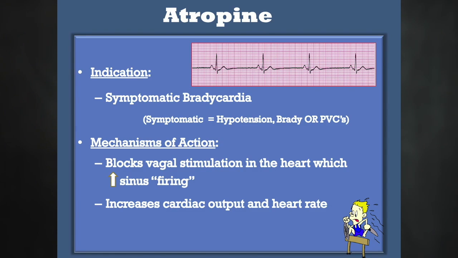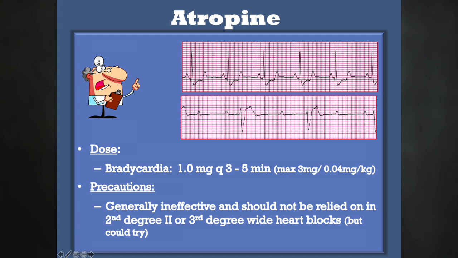So it slowly allows the heart rate to speed up by increasing the discharge of the sinus node so that you would get more P waves. And in a healthy heart, when you get more P waves, you would get more QRS complexes with that. The dose on this is 1 milligram increments, and that can be repeated at 1 milligram increments to a max of about 3 milligrams or 0.04 milligrams per kilogram.